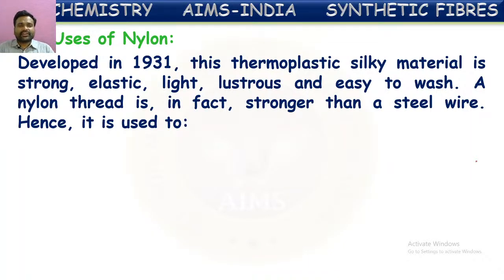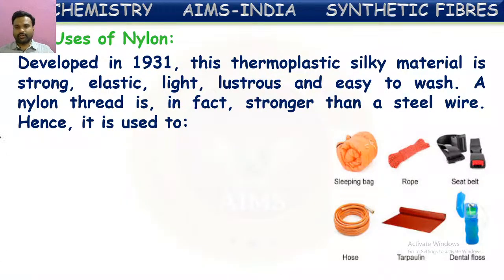And nylon is in fact stronger than a steel wire. Yes, if you take two wires of the same thickness, one steel and one nylon, the nylon wire is much stronger than the steel wire. See its strength. Because of this high strength, nylon is used in making parachutes, parachute wires, rock climbing ropes, and tents. And shoelaces are also made of nylon.